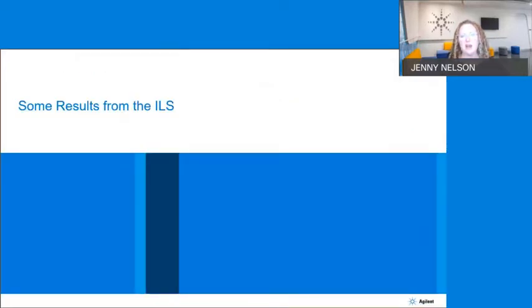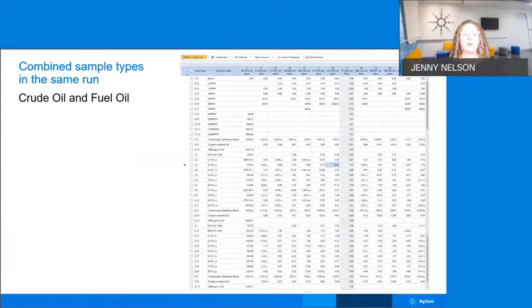Okay, so I just wanted to share with you a few results from the ILS. I think that if you really want to know more about this method, the best thing to do is to reach out to me individually, or if you'd like to get the method from ASTM, that's a great idea as well. Okay, one thing that I want to point out to you is that the crude oil and fuel oil is all run in the same method. So you can run both sample types within the same method, and you can see how we set up the method here.